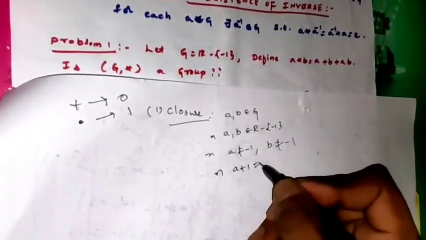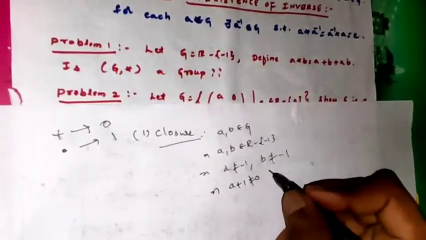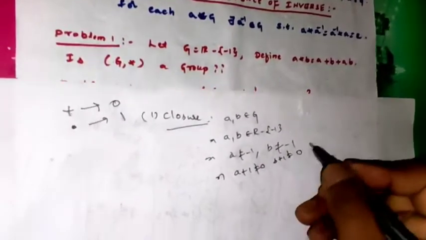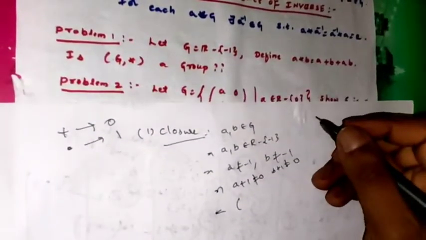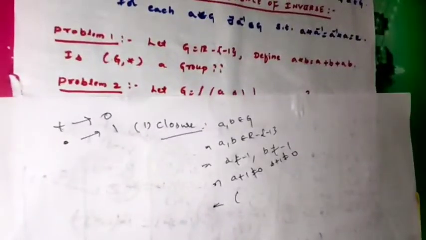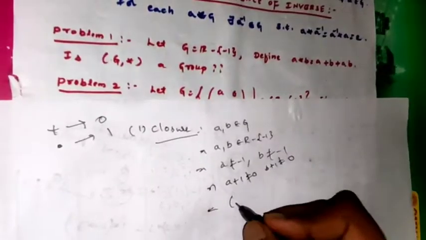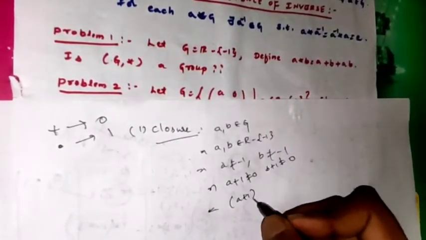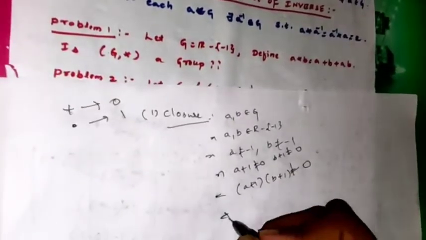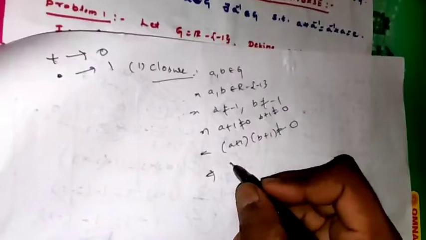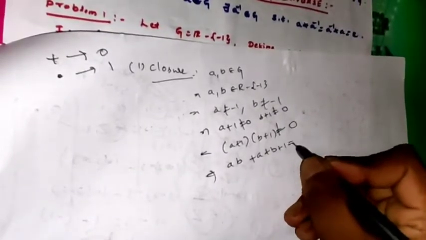Then how to prove this? A plus 1 is not equal to 0, since the minus comes to this side. Similarly we get B plus 1 is not equal to 0. Also we multiply these two. What we prove here is A star B equal to A plus B plus AB. We multiply these two: A plus 1 and B plus 1 are both not equal to 0, and multiplying, we get AB plus A plus B plus 1 is not equal to 0.